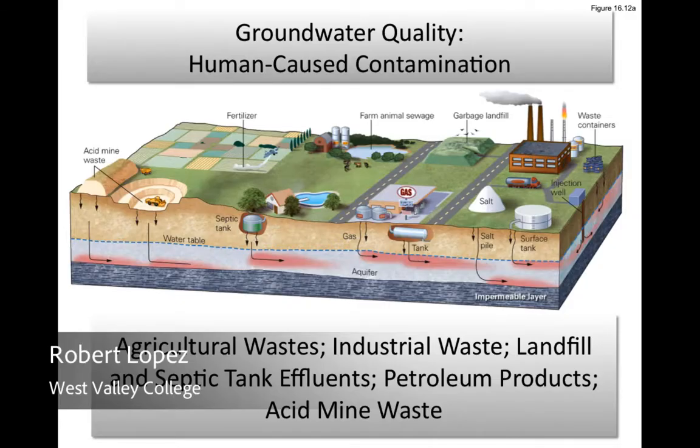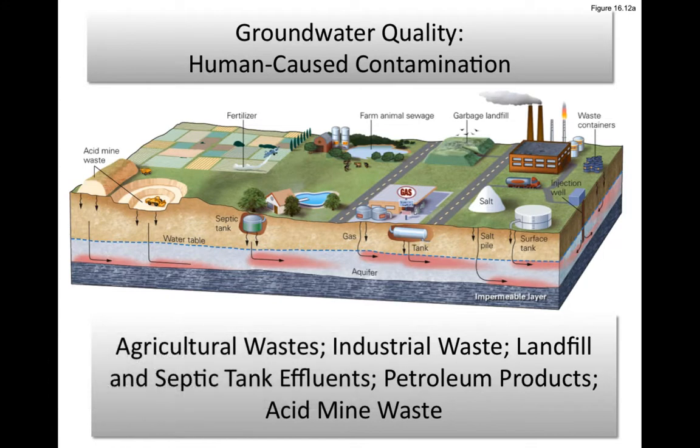The problem is human-caused contamination. And the contamination can come from agricultural waste. Those could be pesticides, right? Fertilizers can be bad as well. Industrial waste like toxins, dioxins. One of the main problems with industrial waste are the synthetic organic compounds, because they kind of trick nature, and nature doesn't really know how to deal with those. Landfill and septic tank effluents, right? Those could have bacteria and viruses. Petroleum products, acid mine waste. So all these are examples of human-caused contamination.